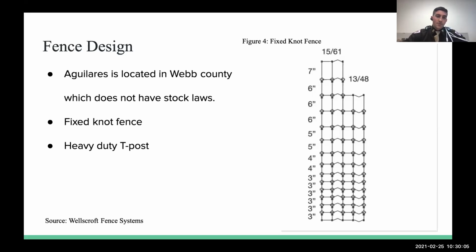We decided to go with a fixed knot fence because it's not that big of a perimeter, and we thought it would be really effective. Plus, this fence from Wellscroft has a 20-year warranty, and we thought it would be appropriate for our environment. We would also be using heavy-duty T-posts, about 7 feet tall.